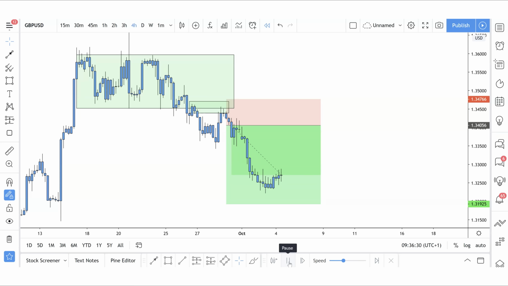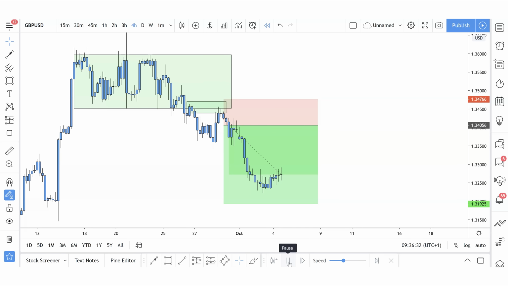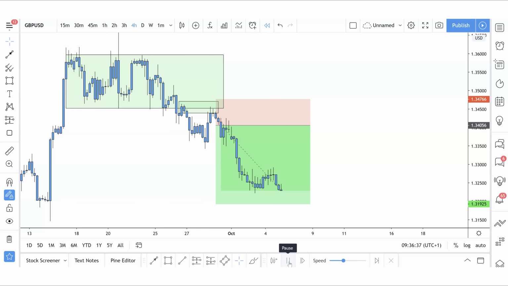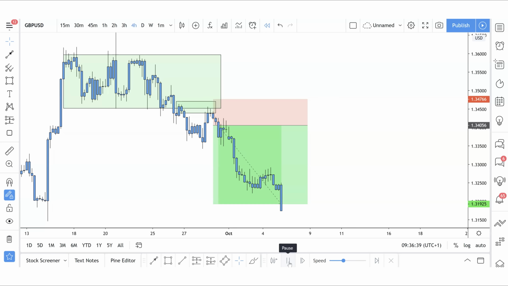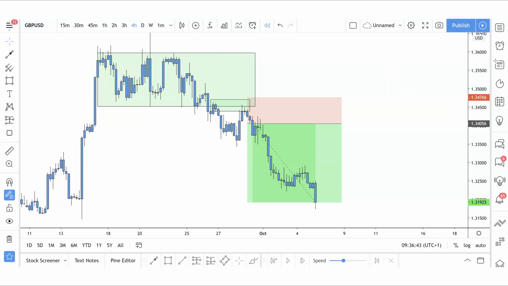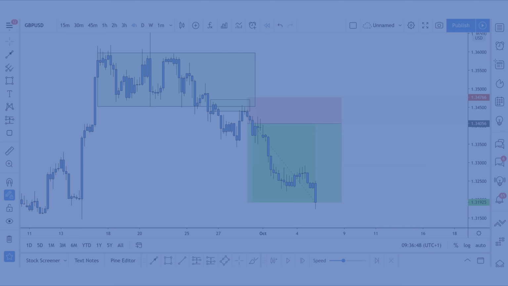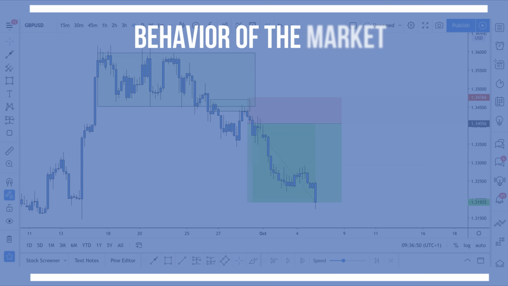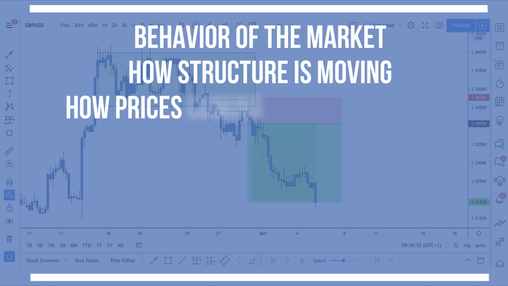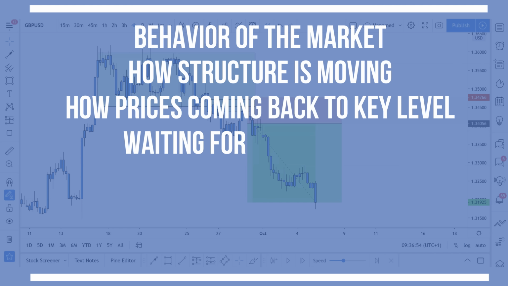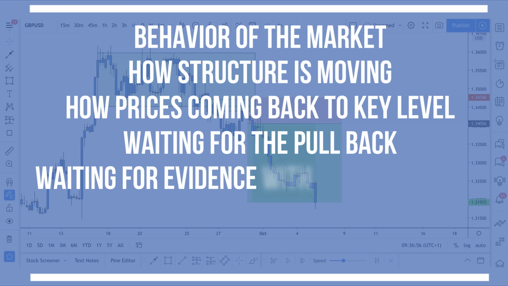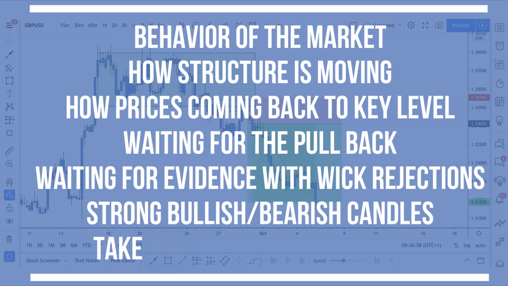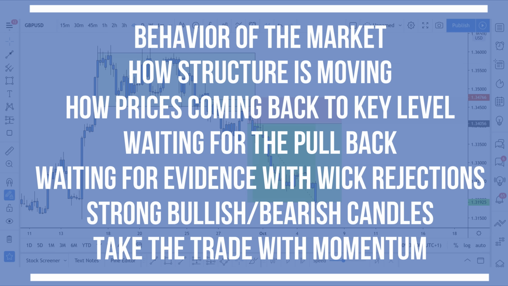As I said, our story lines up: beginning, middle, and now we're waiting for the end to see what happens. We're not going to get rushed out of this trade, regardless of what it's doing now. We just let it play out, and as you can clearly see, we win the trade. So this is how I break down every single trade that I take. I think about the behavior of the market, how structure is moving, how price is coming back to key levels, waiting for the pullback, waiting for evidence with wick rejections, strong bearish or bullish candles, and then I'm just looking to take the trade with momentum.